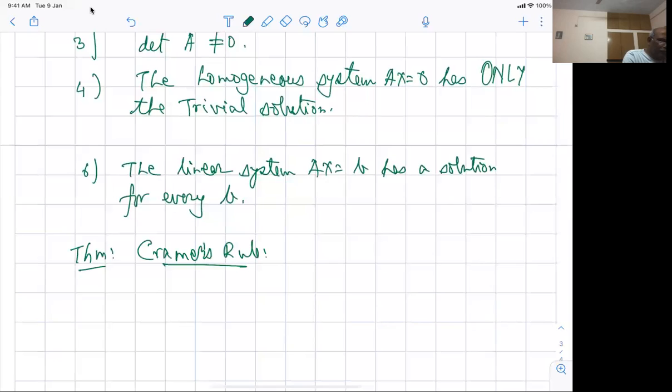I'll not give the proof, but the proof directly comes from looking at the RREF of A's identity. All right, so it comes directly from there.